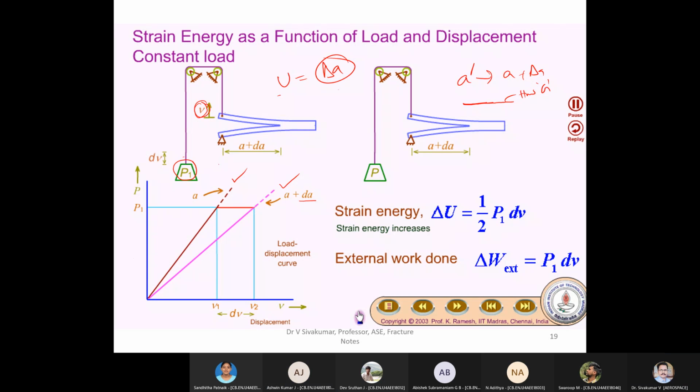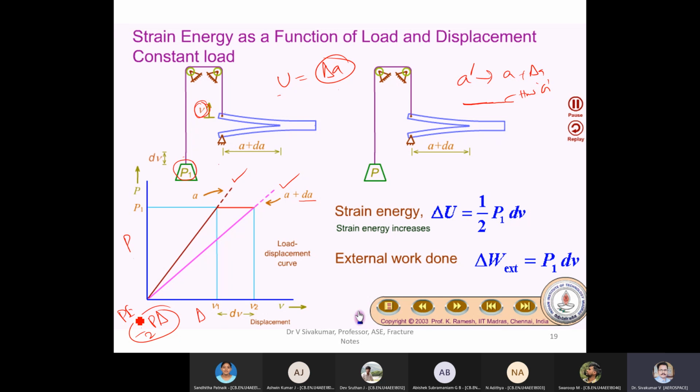It's a simple way. How much energy is needed to make the delta A? That means I can do two similar tests with A and A plus delta A, and take the difference of this, because this is an energy plot. What is this? P and delta is what? My energy. You know that potential energy, no? Half into P into delta. This is potential energy.